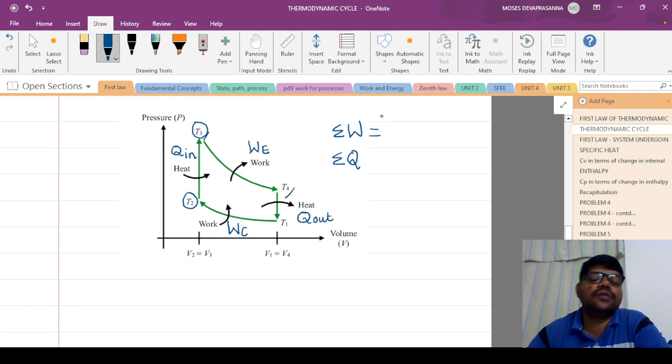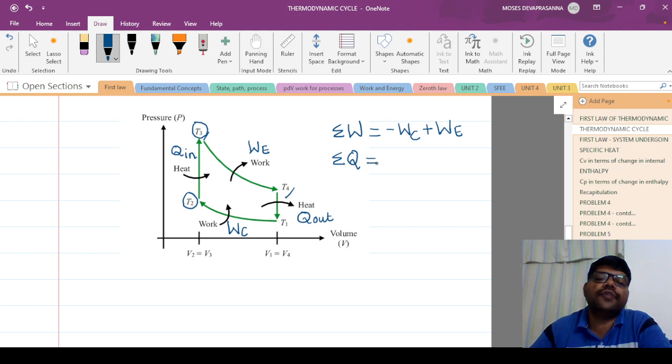When I sum up the work transfers in a cycle, right, I have to give the appropriate sign for the particular work. For example, WC. WC is given a negative sign because this is the work transfer from the surrounding to system, and I will give a positive sign for WE, work transfer from system to surroundings. Similarly, when I write the summation of Q, I will write a positive sign for Q in, heat transfer from surrounding to system, and negative sign for Q out, the heat transfer from system to surrounding.